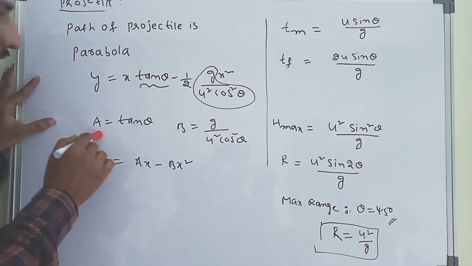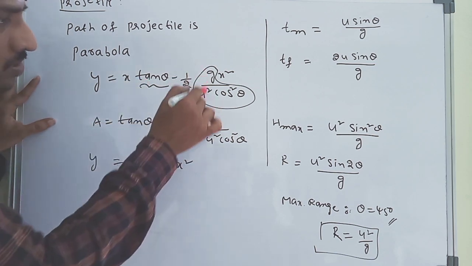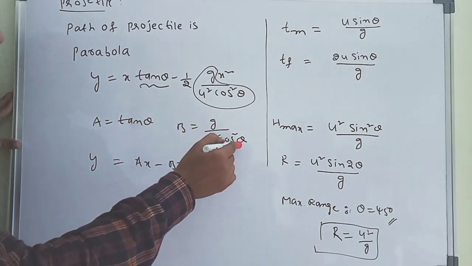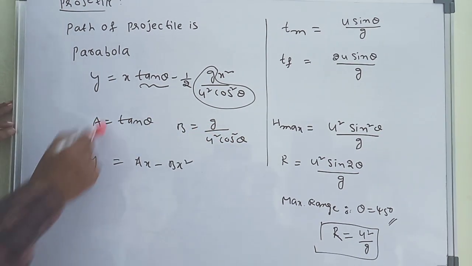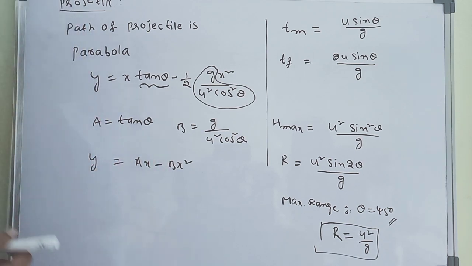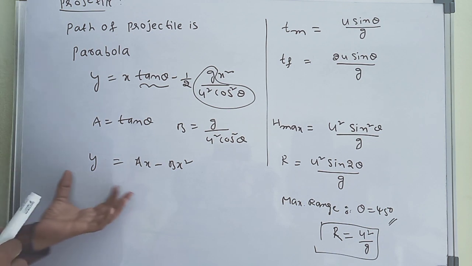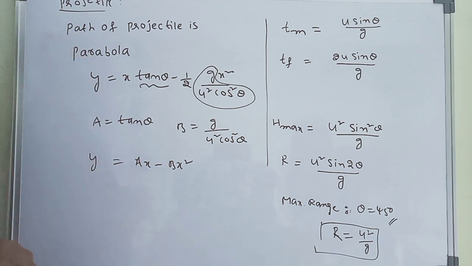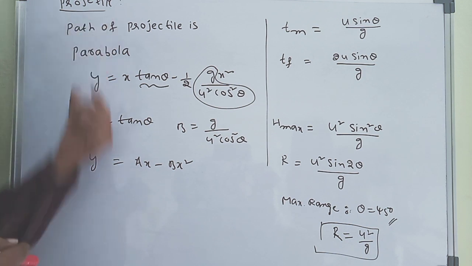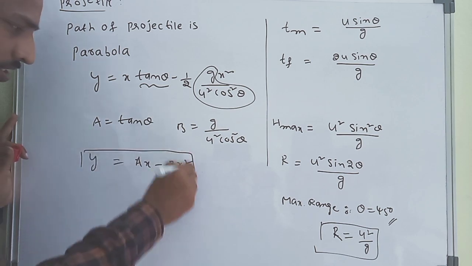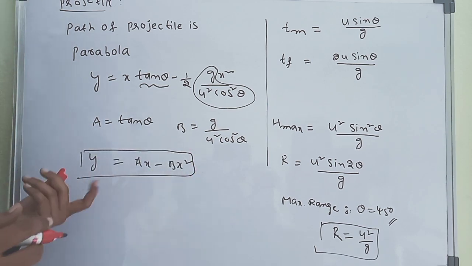So here we write a is equal to tan theta and b is equal to g by 2 u square cos square theta. So that is in the form of y is equal to ax minus bx square. This y is equal to ax minus bx square is a parabolic equation. Therefore the path of the projectile is a parabola is proved. So this is already completed.